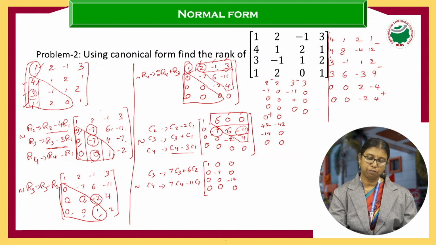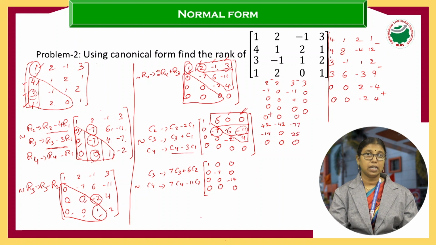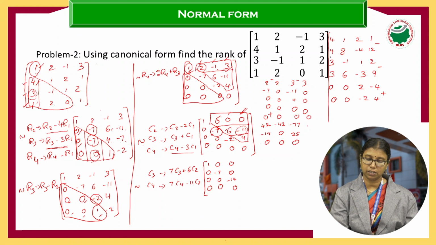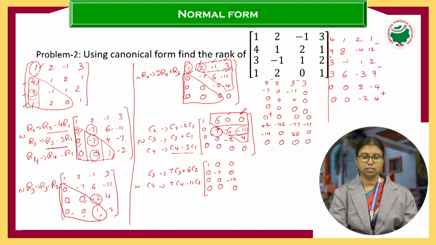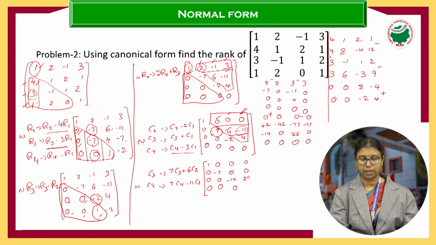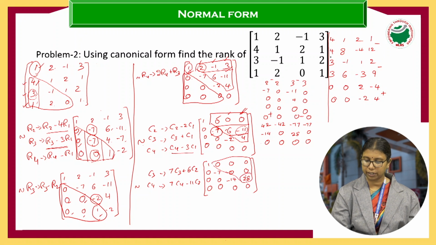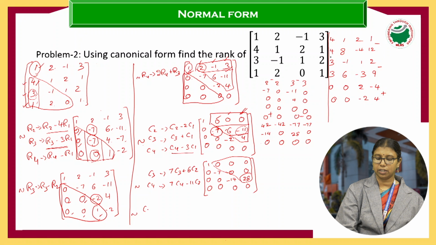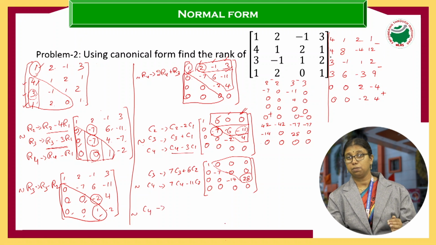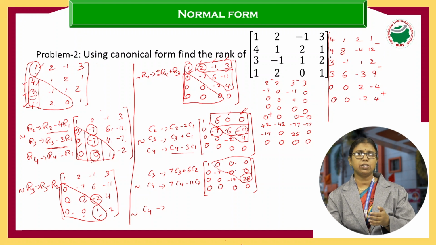Next, 7C4. Multiply the fourth column with 7: 0, 7 11s are 77, 7 4s are 28, 0. Then 11C2. Multiply the second column with 11: 0, minus 77, 0, 0. So by subtracting, this is 0, 0, 28 minus 0, 28, 0. Now see, in all the above diagonals, still we have one more value, 28, to make 0. That means here you have to change C4, and the column which is similar to C4 is C3 only. So by using C3 only, you can change C4.